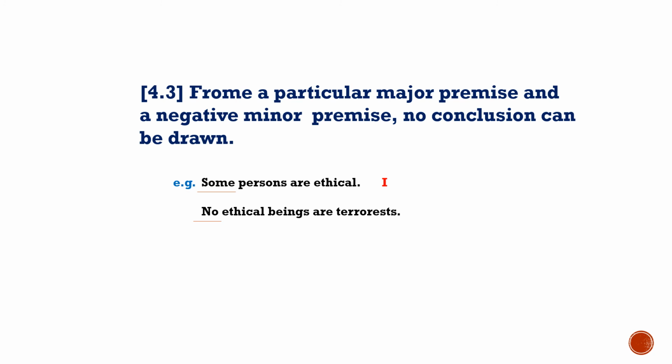The first premise has some in it, so it's an I proposition. The second has no in it, so it's an E proposition. The first premise, that is the major premise, is a particular proposition. And the second premise, that is the minor premise, is a negative premise. Therefore, no conclusion can be drawn from it. These are the three corollaries. Thus, we have learned the rules of syllogism.